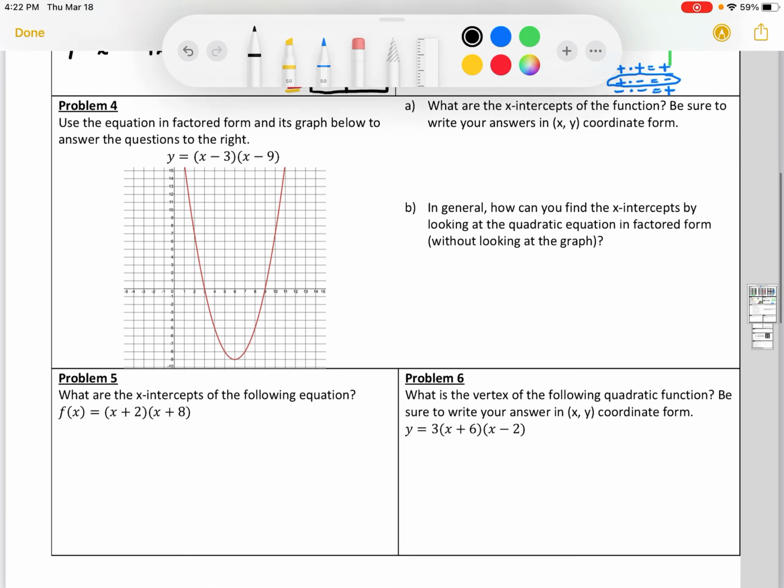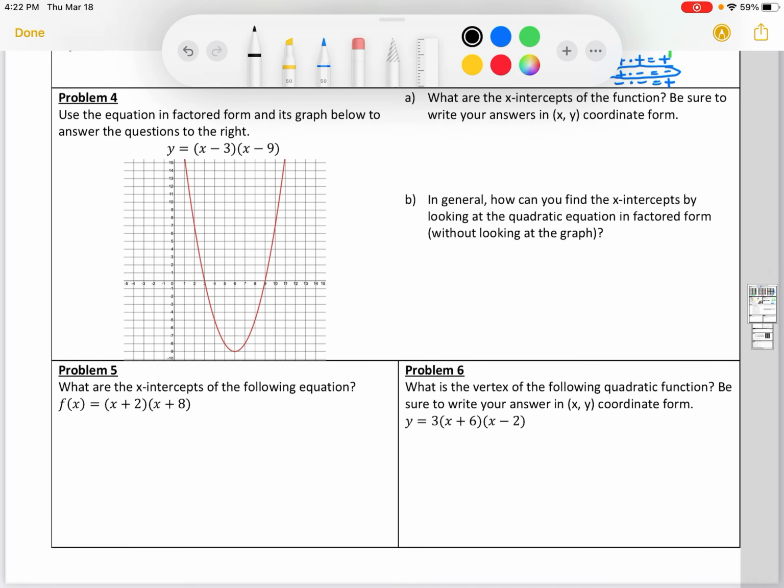Okay, on to problem 4. Problem 4 says, use the equation in factored form and its graph below to answer the questions. So we have the equation y equals x minus 3 times x minus 9, and we have the graph. A asks us, what are the x-intercepts of the function? Be sure to write your answers in xy coordinate form.